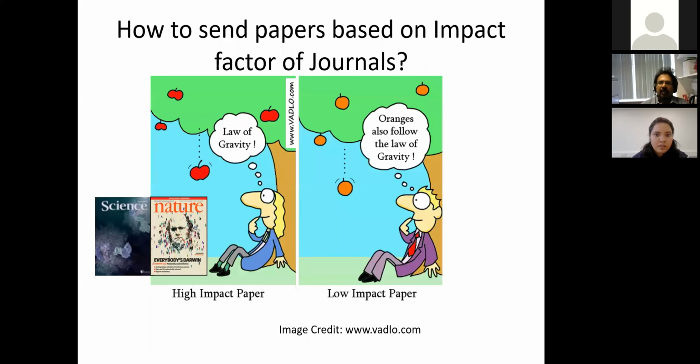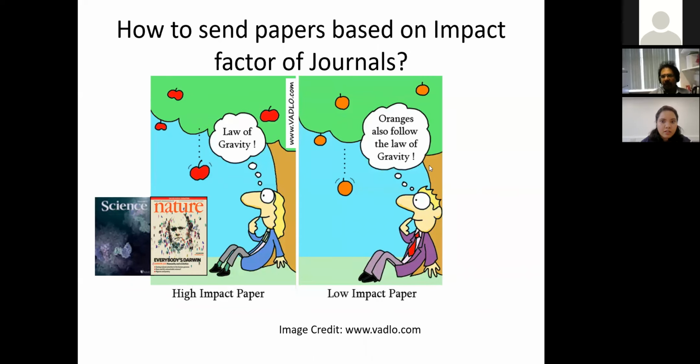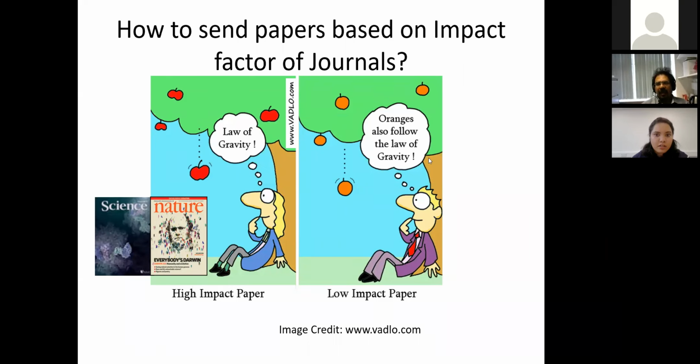So how are papers placed based on the impact factor of the journal? This is a simple cartoon. It doesn't always work like this, but I just wanted to give you an idea about how it works. So a high impact journal is like the law of gravity, and a low impact paper is equivalent to oranges, which also follow the law of gravity. For example, the first two-dimensional material, graphene. That is very high impact, so you can publish in Nature or Science. And if you functionalize graphene, for example, that will go into a low impact journal.